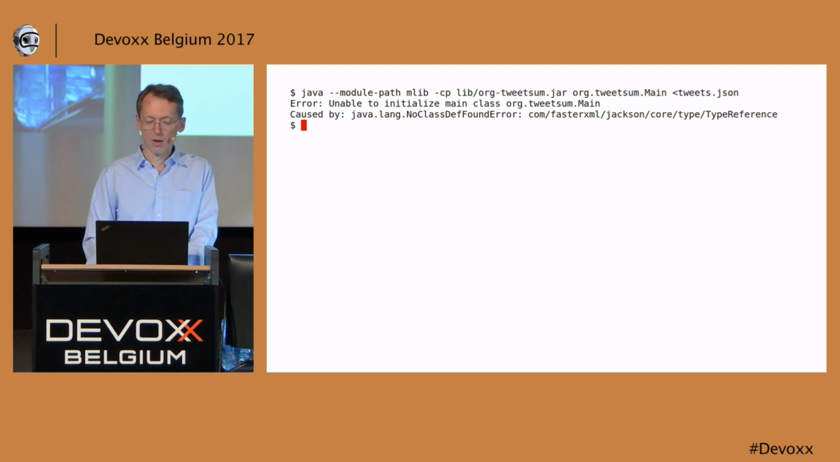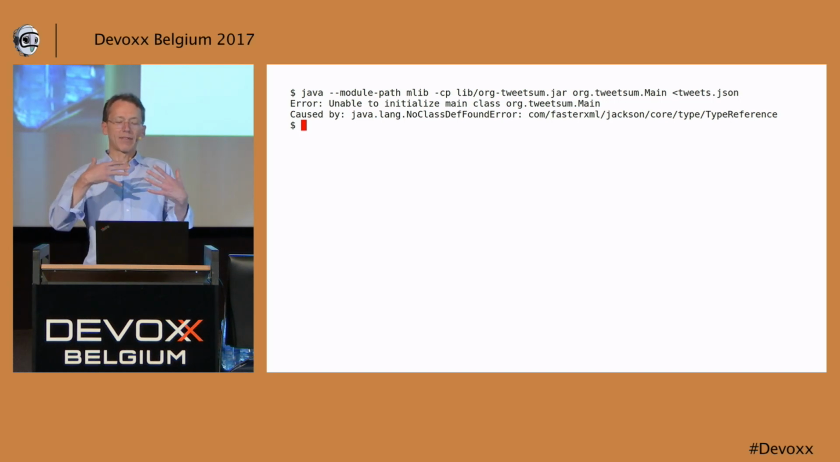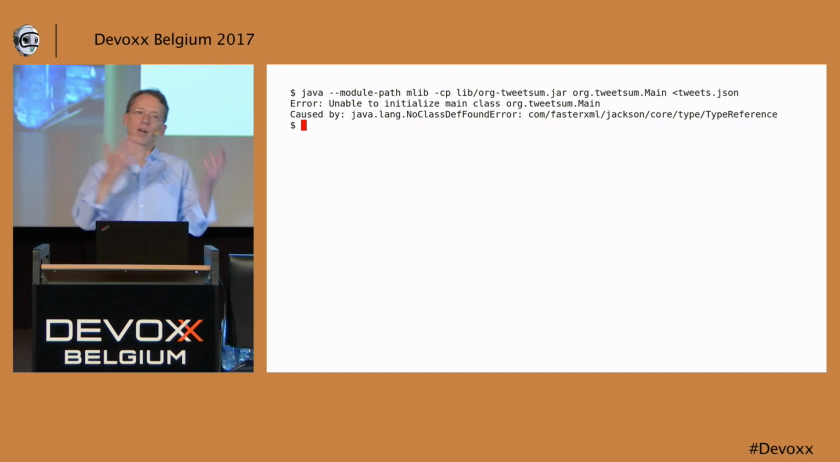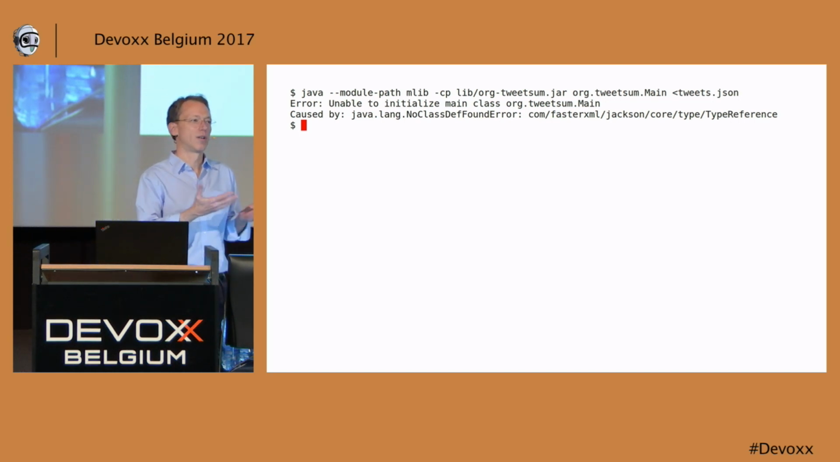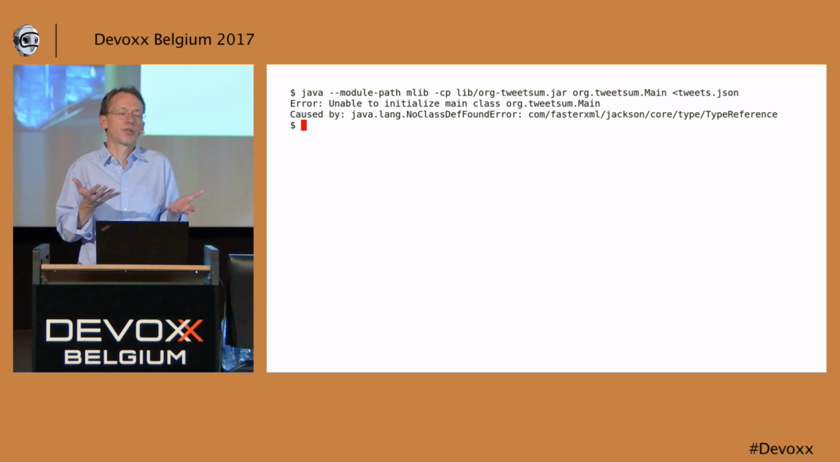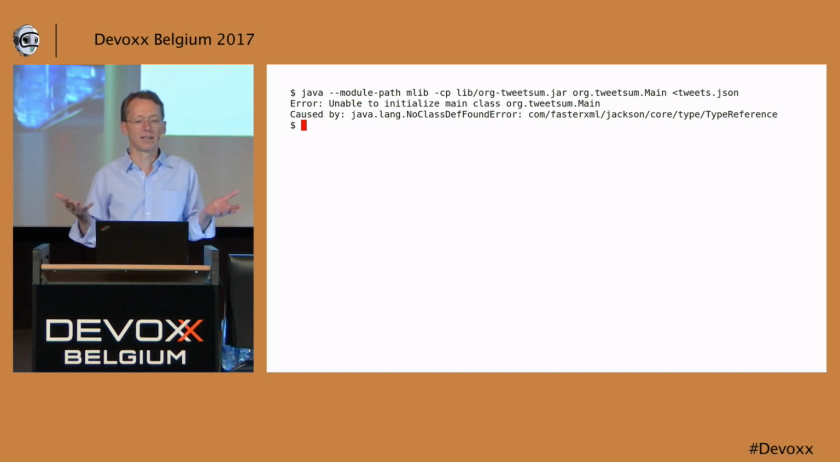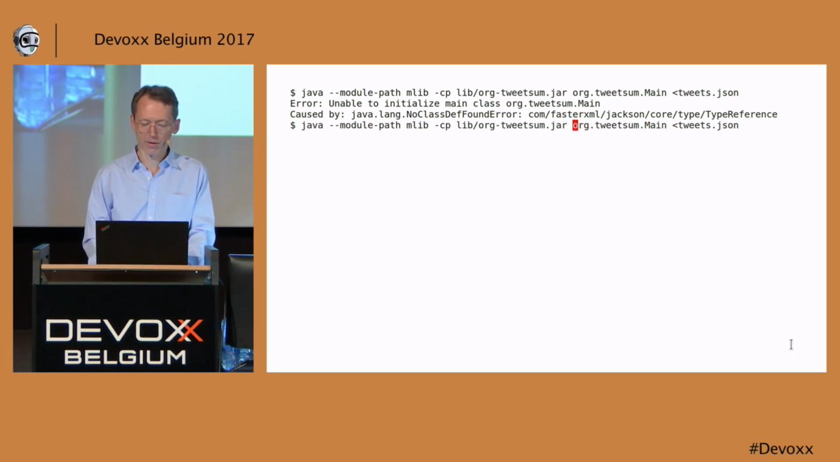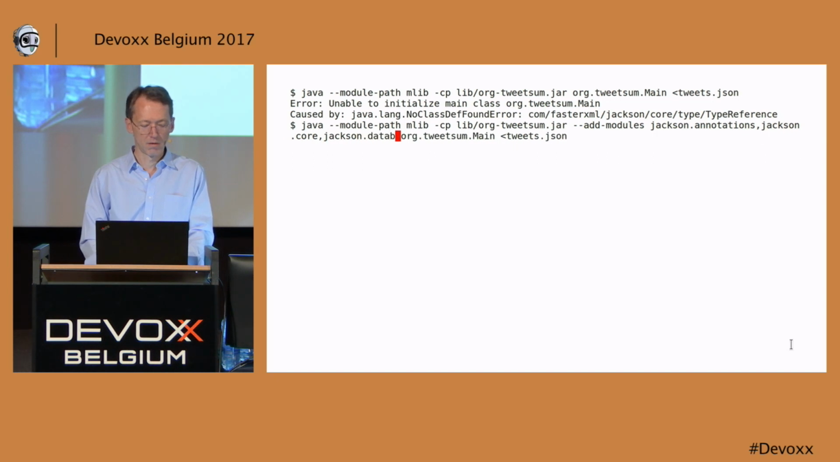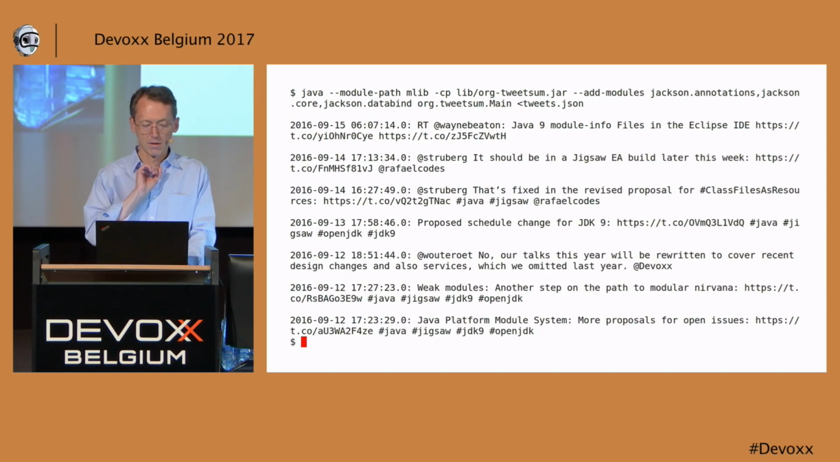What happened here? Well, what's going on now is I've got some code on the class path, and I've got some modules on the module path, but the launcher and the compiler would have the same problem. There's no way for the module system to tell what modules the code on the class path might need. So I actually have to tell the module system myself, and I do that with another option called add modules. So I do this, and now it works.